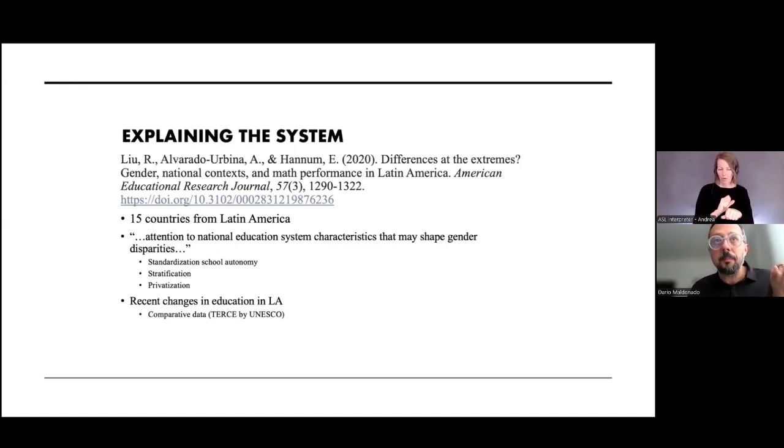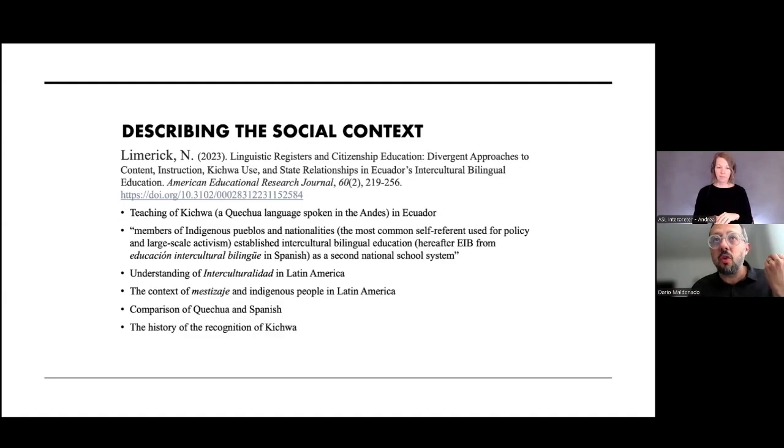A third one, Tom, is how you can describe the social context, which also can be crucial for the aim of situating your research in a global context. This is an article that uses data from Ecuador. It's about linguistic registers and citizens education. So the first part of the title already explains, even in the title, lots of things that we need to situate the research in the global context. It has to do with context and instruction, which are concepts that are really important in education.